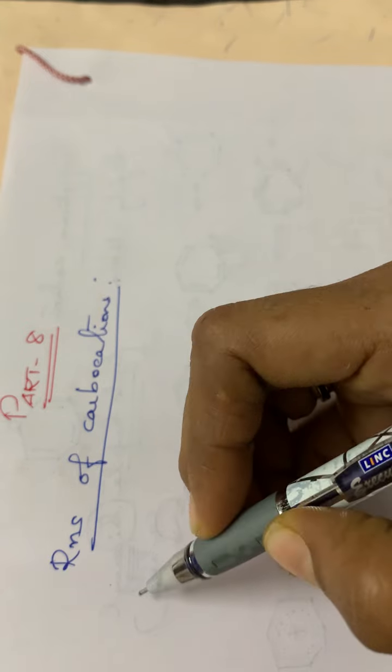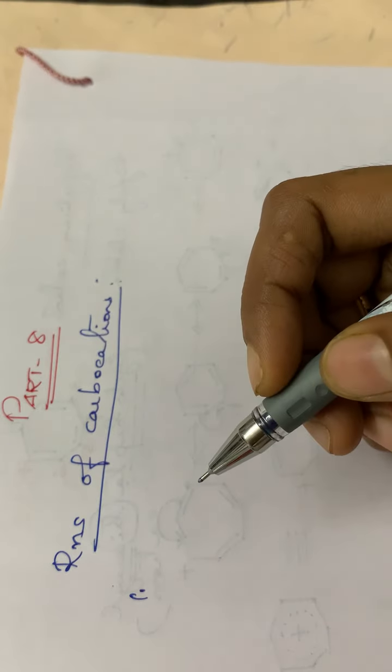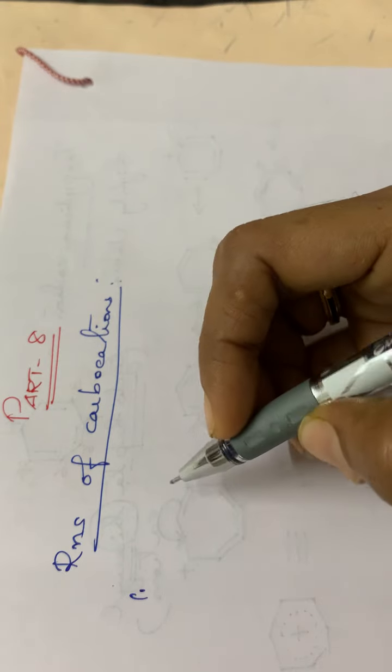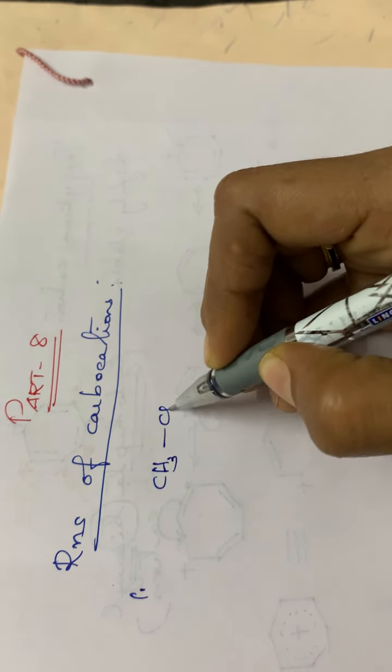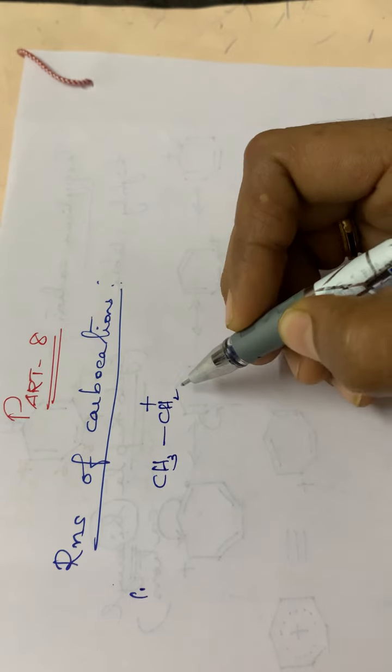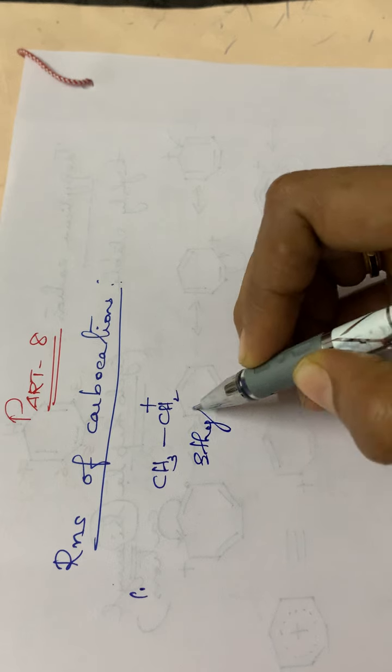So some of the reactions which you have to go through is the first one, that is the elimination of a proton from an alkyl group. For example, see CH3 CH2 plus. What is this compound or this ionic species? This is ethyl carbocation, isn't it?